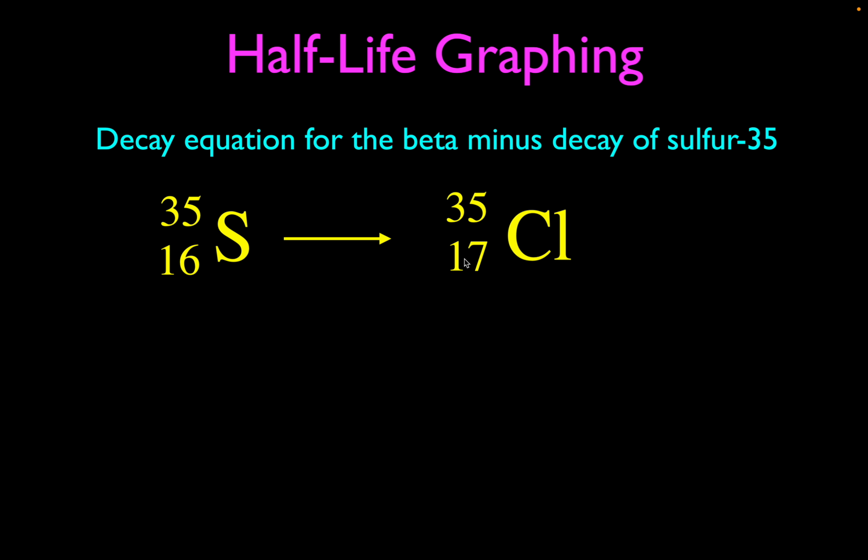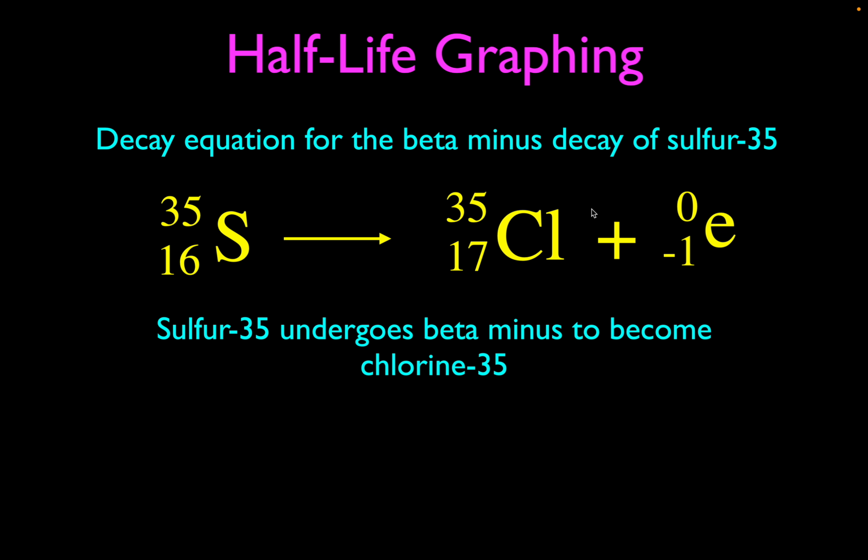And element number 17 is chlorine, and then that is the symbol that I'm going to use for the beta-minus particle. Sometimes you see it written like this. I like mass 0, charge -1. Sometimes you just see e minus for an electron, because that's really what it is, an electron. And sometimes you'll see people write the Greek letter beta and then a minus sign. Okay, so that tells us that sulfur-35 undergoes beta-minus decay to become chlorine-35.